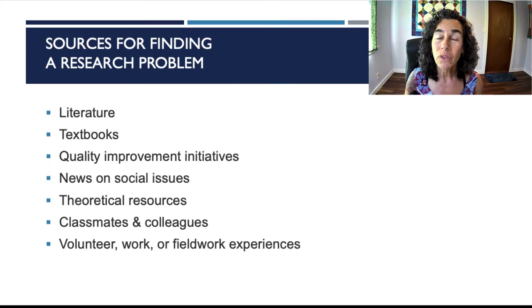All right. So, sources for finding research problems. And this is going to be the process that you follow as you start your journey through the literature review paper and process. You can look at literature, textbooks, quality improvement. You can read all of this stuff. There might be news that spurs a problem in your head, theory, talk to your classmates and your colleagues and to me, or experiences that you've actually had in work or in volunteering.